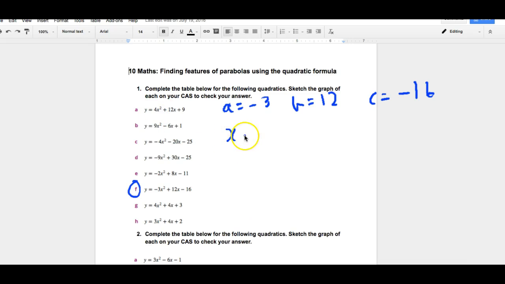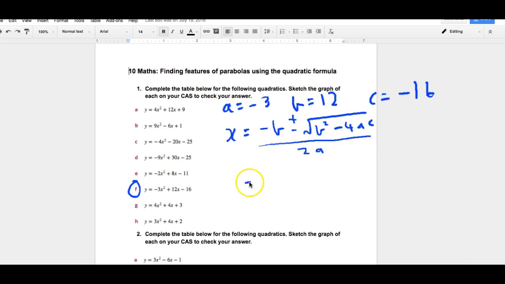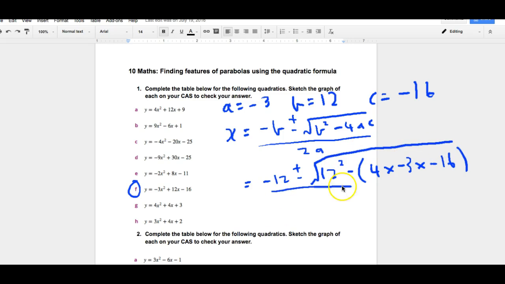All right, so write the quadratic formula, negative b plus or minus the square root of b squared minus 4ac over 2a. All right, so negative 12 plus or minus 12 squared. Now I've got negatives here, so I'm going to use brackets. So 4 times negative 3 times negative 16. And then I will put the square root sign on. And then over 2a, so 2 times negative 3. All right, let's see if my maths is a bit better than what it was for the last one.